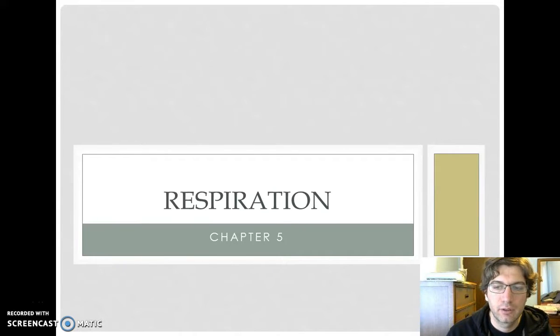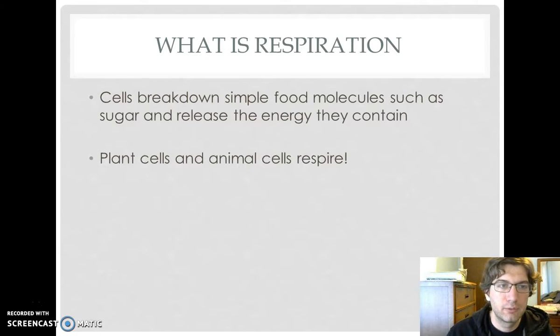All right, moving our way quickly through sections 1 and 2. This one's on respiration. Respiration is the cellular breakdown of food molecules such as sugar to release the energy that they contain. This is not the same thing as breathing.